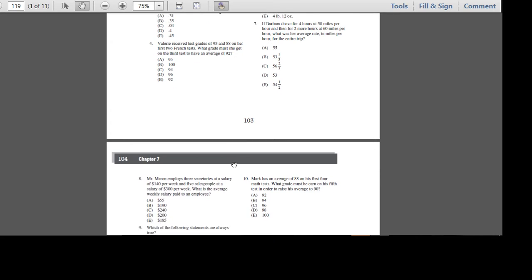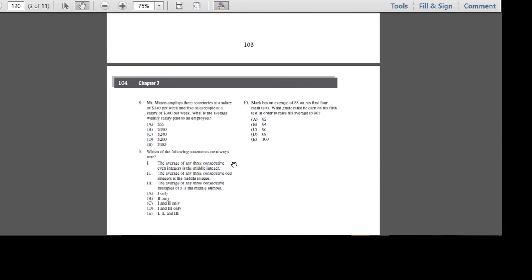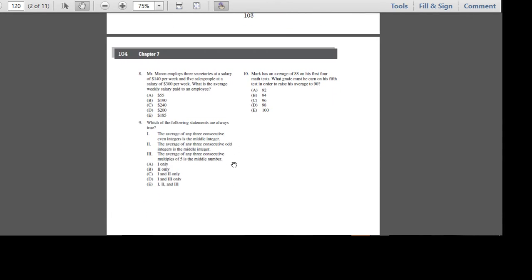So number 8, Mr. Marin employs 3 secretaries at a salary of $140 per week and 5 salespeople at a salary of $300 per week. What is the average weekly salary paid to an employee? This is a weighted average question.